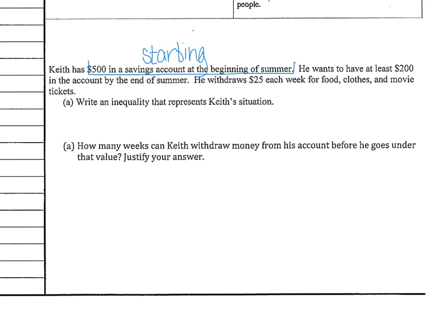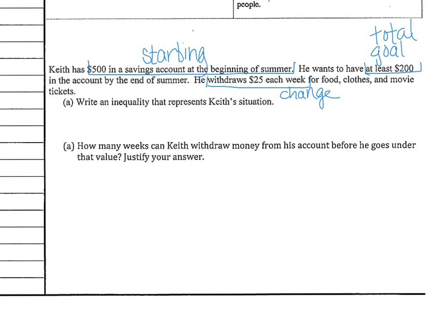Okay, he wants to have at least $200 by the end. All right, so this is our goal, or total, maybe. All right, he withdraws $25 each week. All right, and it doesn't really matter what he's withdrawing it for. I don't care about that. So this is our change. Okay, what's going on in the problem. All right, so we need to write an inequality that represents Keith's situation.